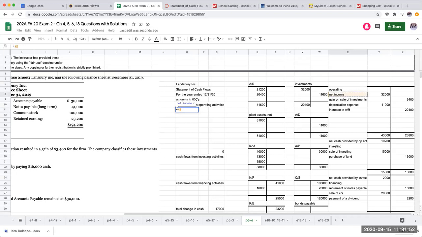So we've got net income. This amount here will always, if it's a debit, be a positive. And if it is a credit, it's going to show as a negative on the statement of cash flows.